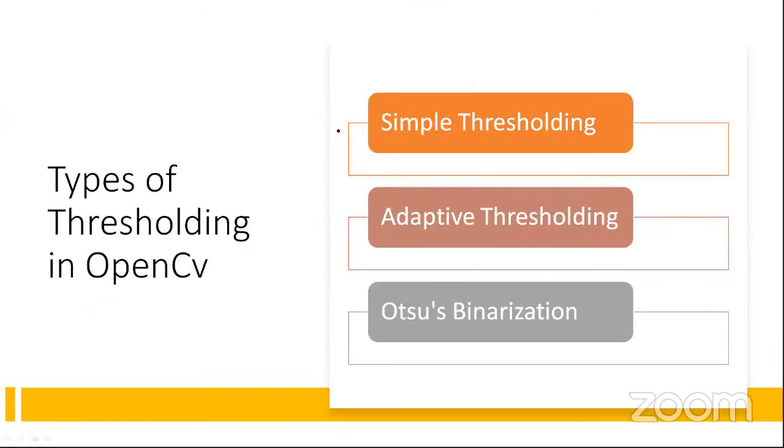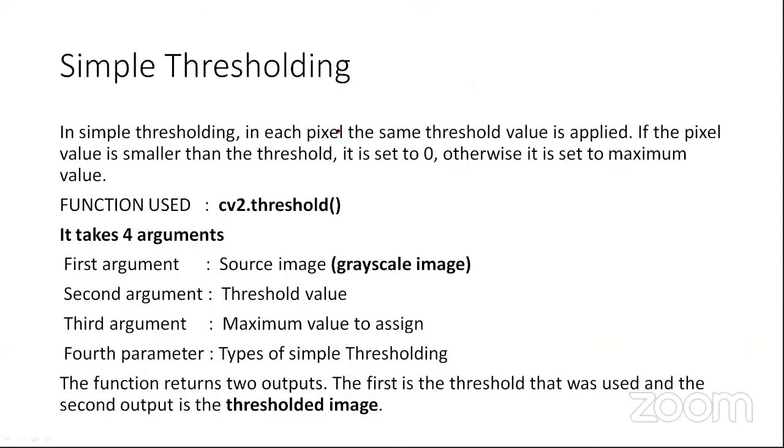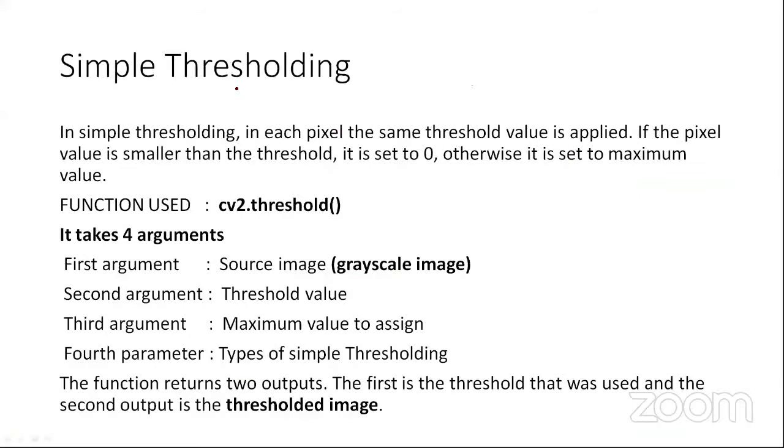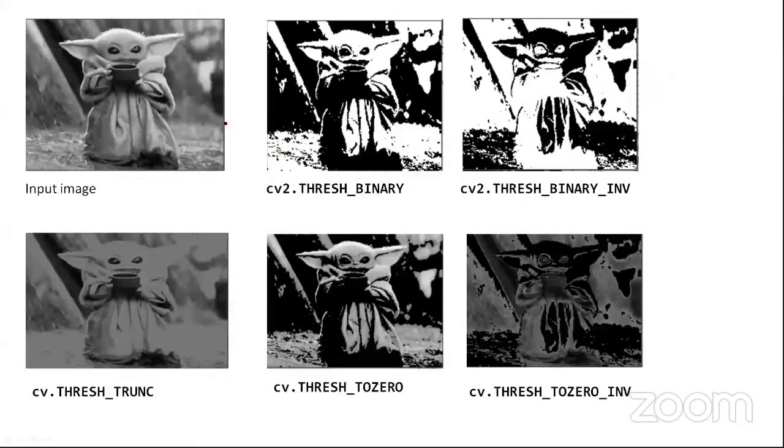The types of thresholding we have are simple thresholding, adaptive thresholding, and Otsu's binarization. We will cover every thresholding. So what is simple thresholding? We will see using an example.